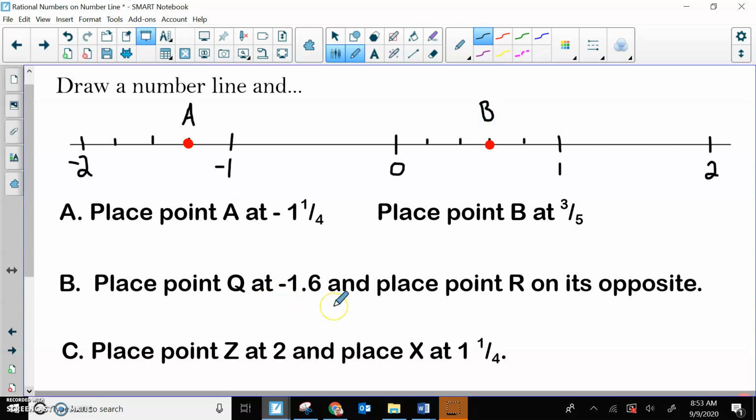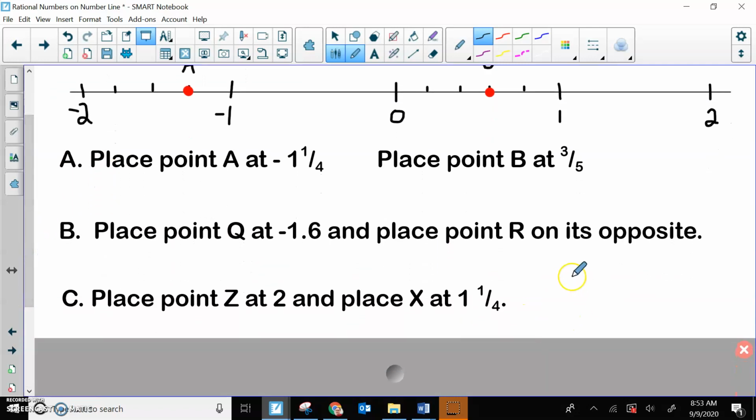And then negative 1.6. There are a number of ways we could do this, but one thing I do want to show is that if we have decimal numbers, we can change this decimal to a fraction. So a fraction, let's do negative 1 6/10.